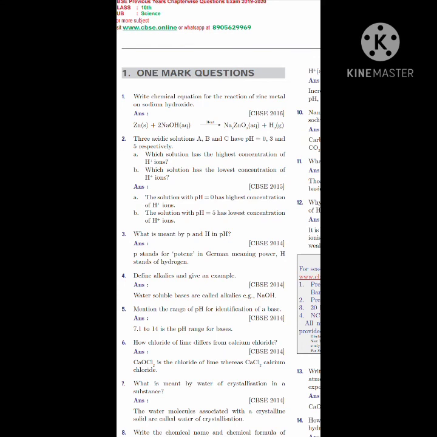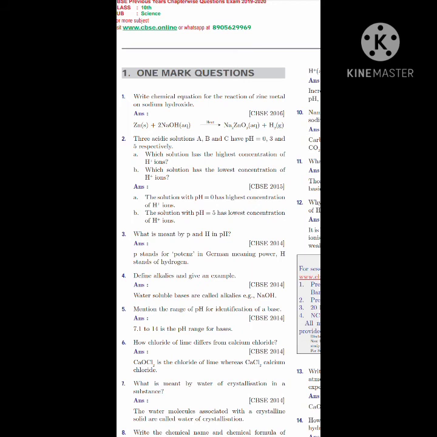Three acidic solutions, A, B and C, have a pH of 0, 3 and 5 respectively. That means they have given three acidic solutions. Understand the question properly. A has a pH value of 0, B has a pH value of 3 and C has a pH value of 5. Now the question is, which solution has the highest concentration of H plus ions?